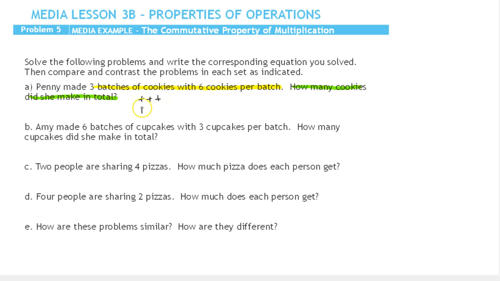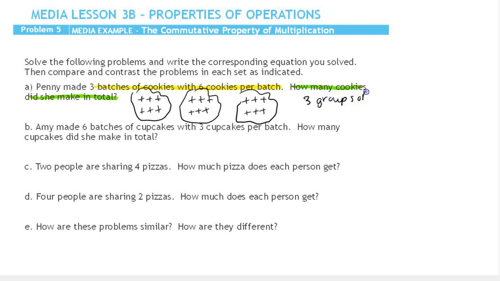So here's one batch. Here's the second batch. And here's the third batch. So this will be 3 groups of 6. And our corresponding equation would be 3 times 6 equals, and this would be a total of 6 plus 6 plus 6, or 18 cookies. Let's look at the next one.